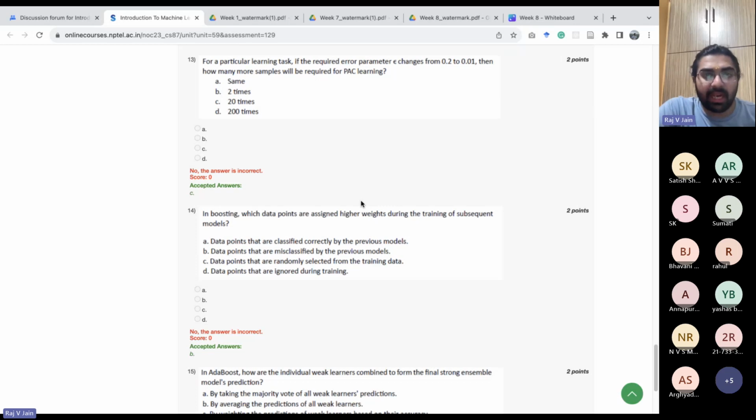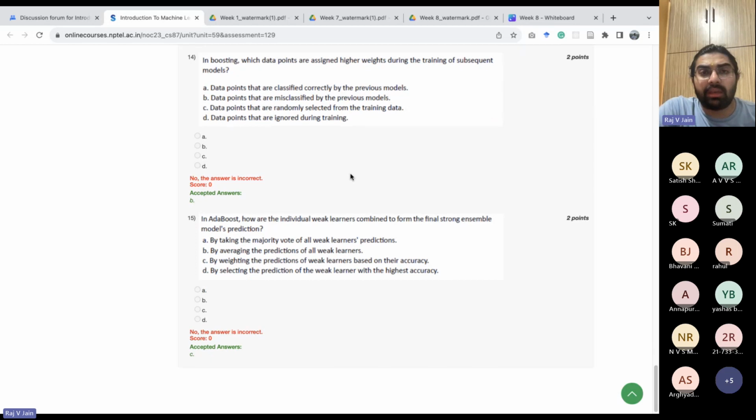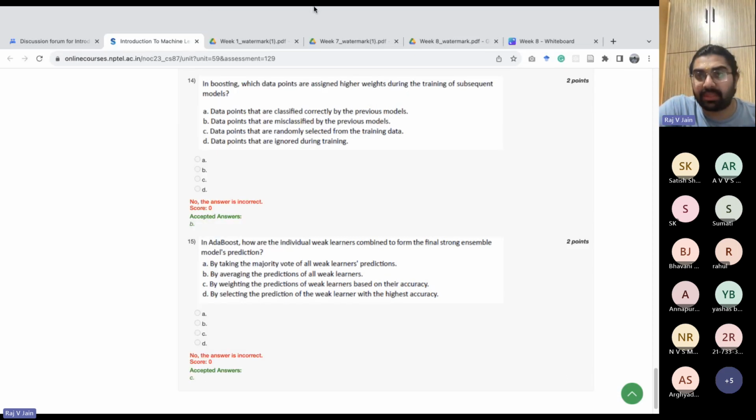Where were we? So question 13, I'll ask them. What can we do about it? Okay. Question 14. Any thoughts? I guess we discussed this very clearly. So the point is, we give higher weightage to the points which have been misclassified by previous models, right? And then they become more prominent in the upcoming steps. All right.